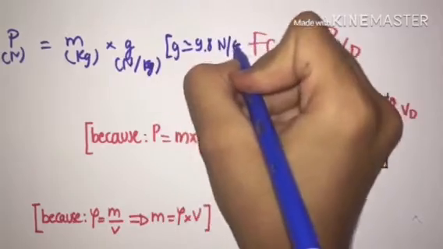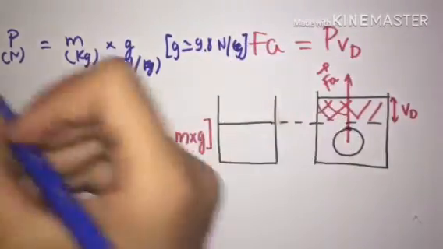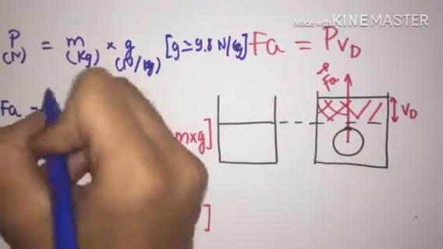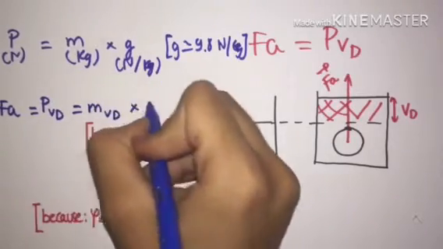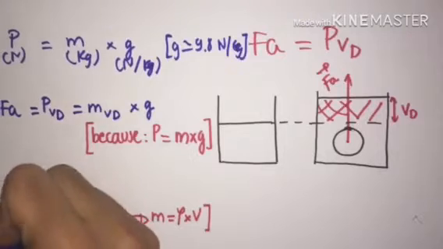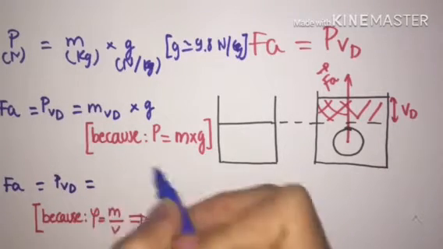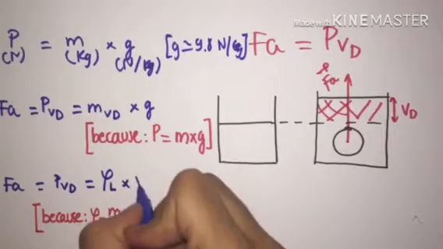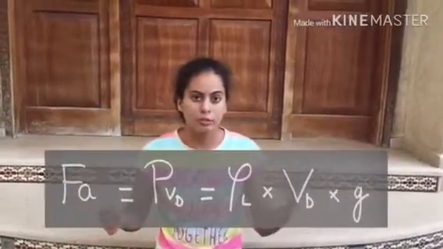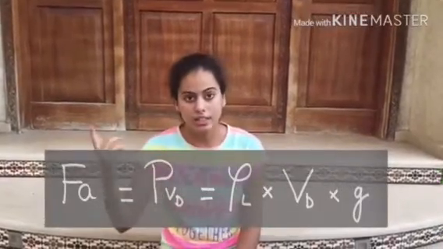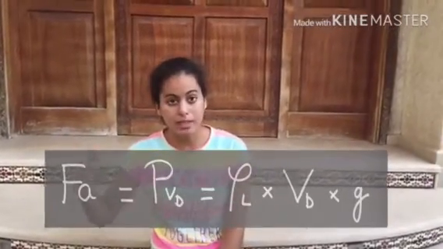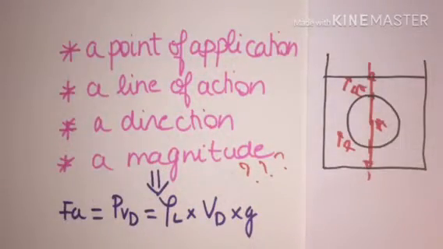And if we place it in our equation, we find that the buoyant force magnitude equals the weight of the volume displaced magnitude, which equals the mass of the volume displaced multiplied by little g, which implies, using the density law, Fa = PVD = the density of the liquid multiplied by the volume displaced multiplied by little g. So this equation, the buoyant force magnitude equals the weight of the volume displaced magnitude equals the density of the liquid multiplied by the volume displaced multiplied by the acceleration due to gravity, will allow us to calculate Fa magnitude.